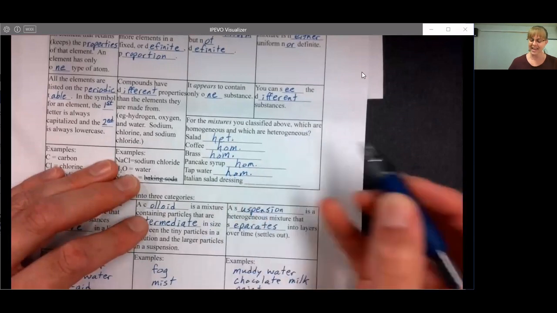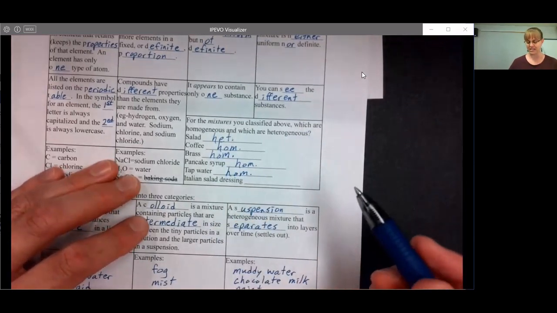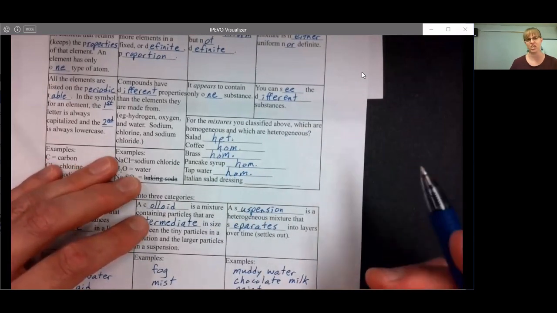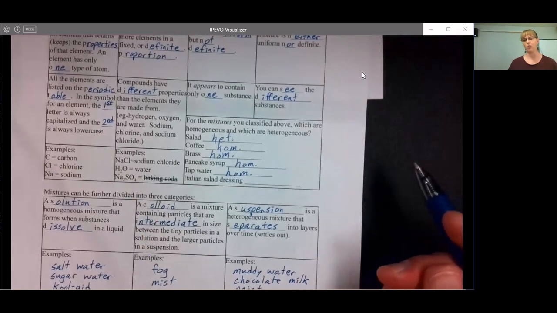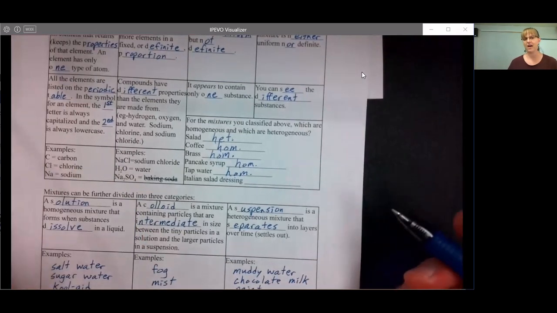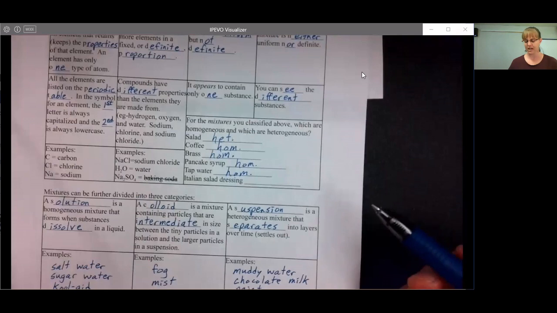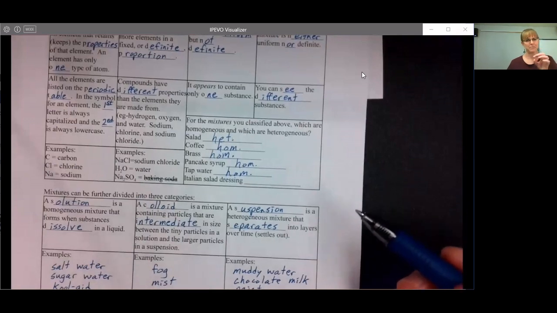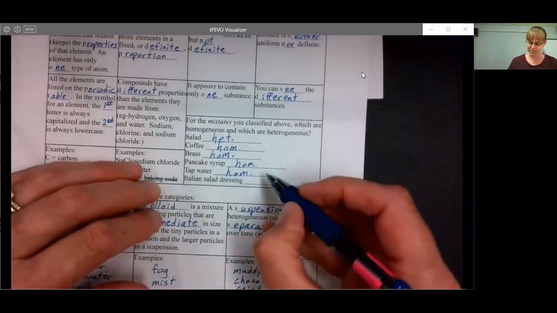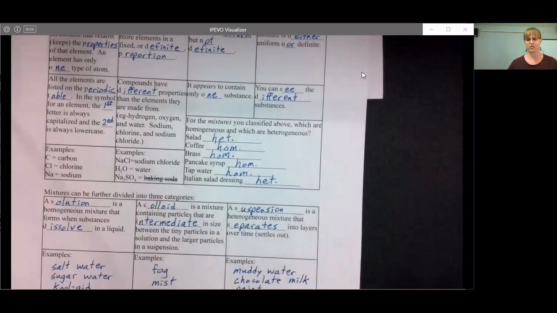it's homogeneous. And finally, Italian salad dressing is the type that you have to shake up. So you've got the oil on top and the water on the bottom, plus you have all the different spices and bits and pieces of stuff in the dressing. So that is a heterogeneous mixture.